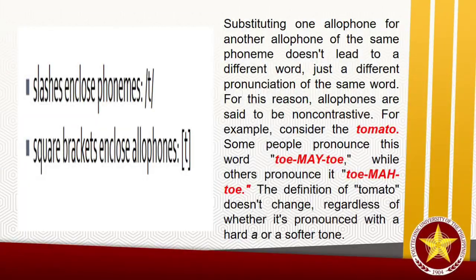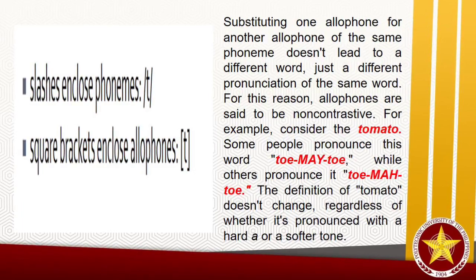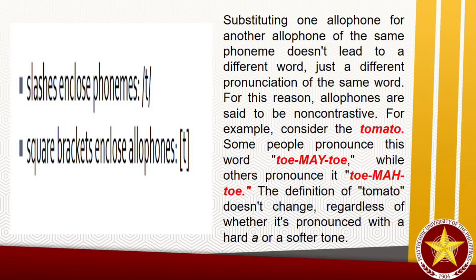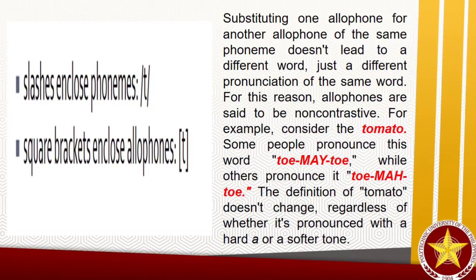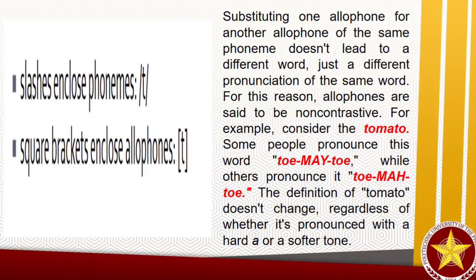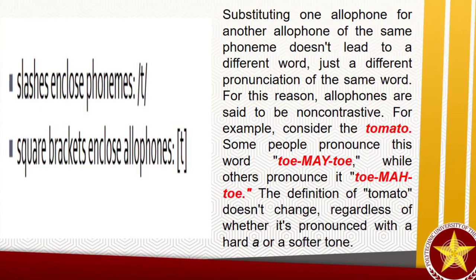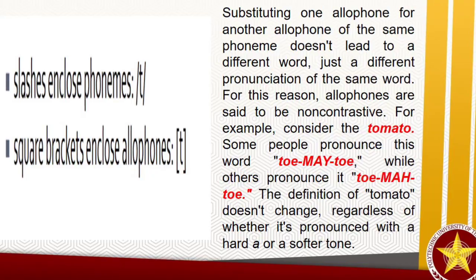Substituting one allophone for another allophone of the same phoneme doesn't lead to a different word, just a different pronunciation of the same word. For this reason, allophones are said to be non-contrastive. For example, consider the word "tomato." Some people pronounce this word one way, while others pronounce it another way. The definition of tomato doesn't change, regardless of whether it's pronounced with a hard A or a softer tone.